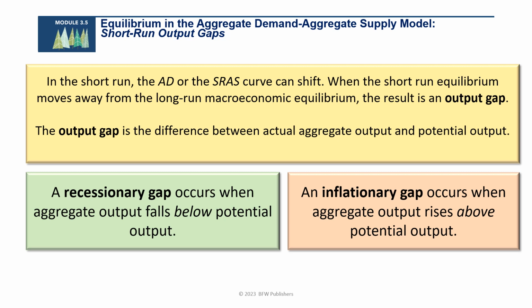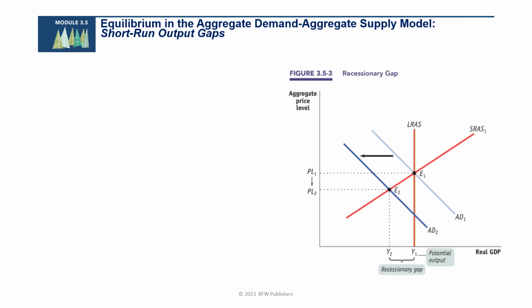So what we're going to do now is use the tools of aggregate demand and short run aggregate supply to demonstrate graphically the immediate effects of these shifts and identify recessionary and inflationary gaps.